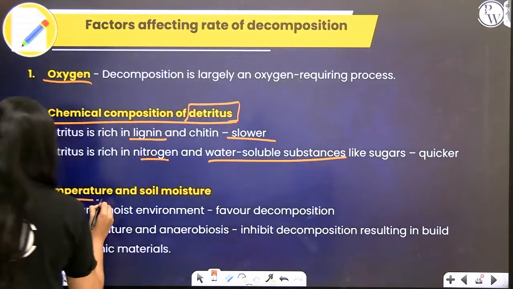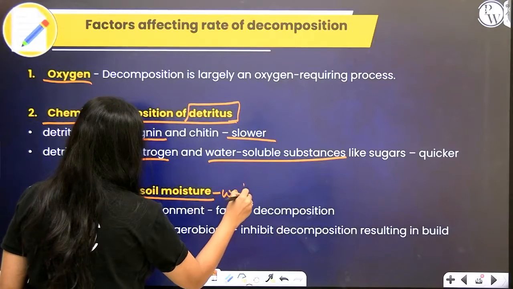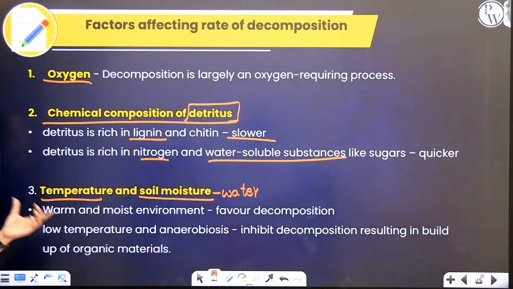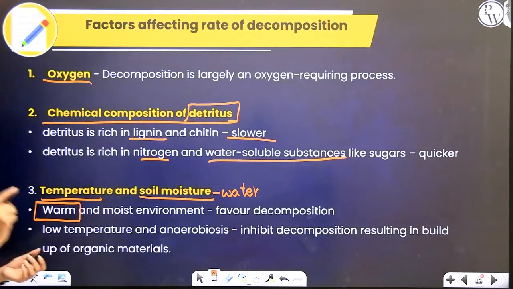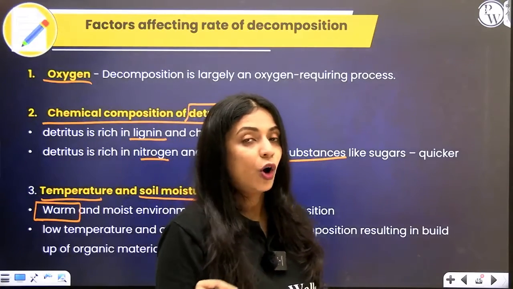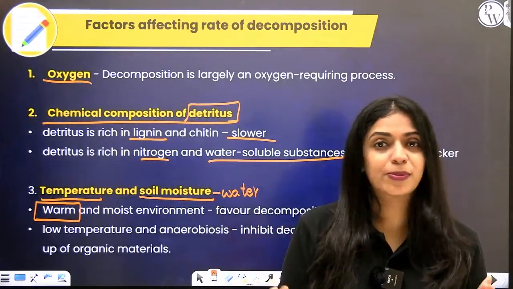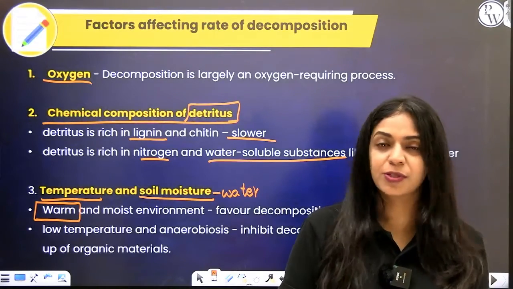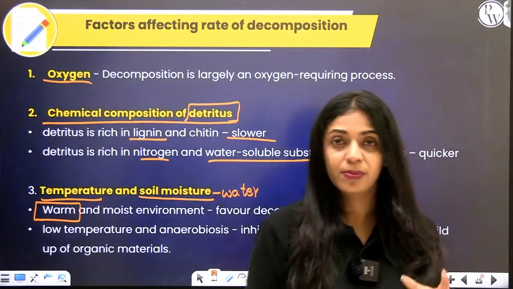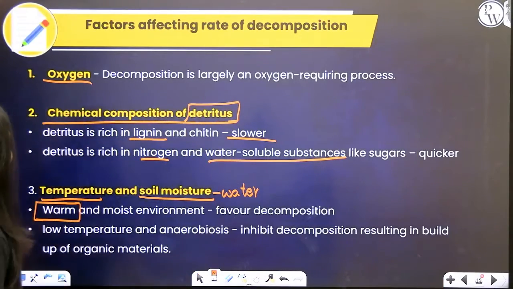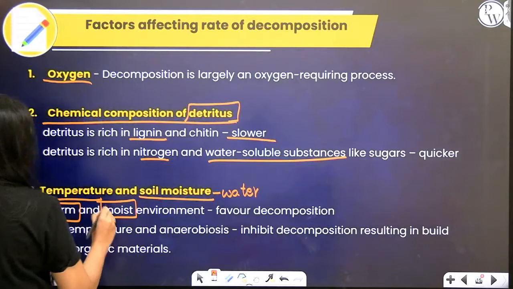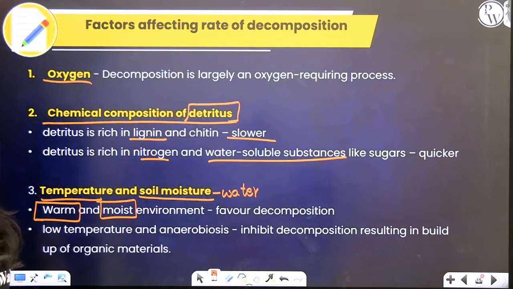Next, temperature as well as soil moisture. This is water. Temperature has to be warm. Warm does not mean high temperature. Warm is like not too hot, not too cold. If the temperature is too high, decomposition will be slow. If the temperature is too low, decomposition is going to be slow. If it is warm, decomposition happens at a fast rate. If the water content is also just enough, moist enough, then decomposition will be high. If there's too much water, it will be low. If there's very little water, even then it's going to be low.